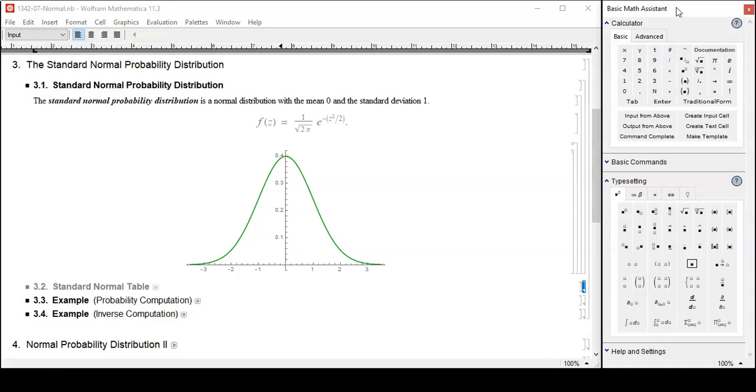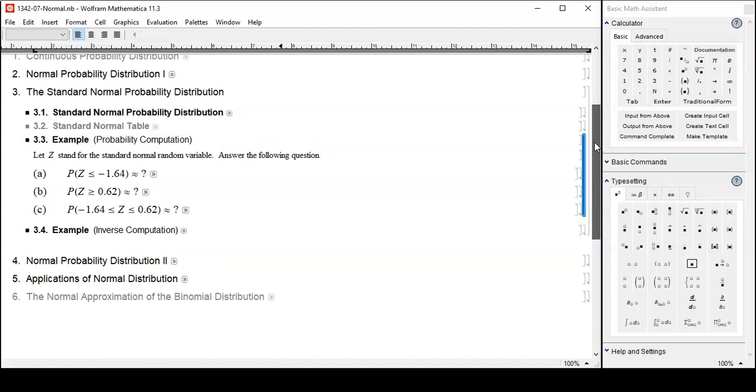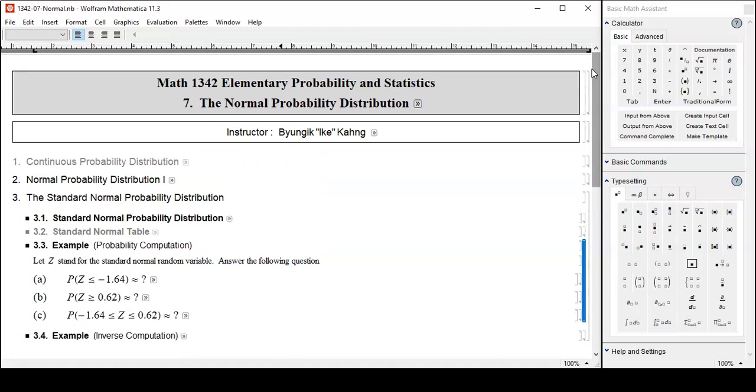So instead, let's go to an actual problem, an example problem down here, and then let's discuss how to use the standard normal table from these 3 computation problems. Alright, ready? Okay, here we go. Find the probability that z is less than negative 1.64, where z is the standard normal random variable.